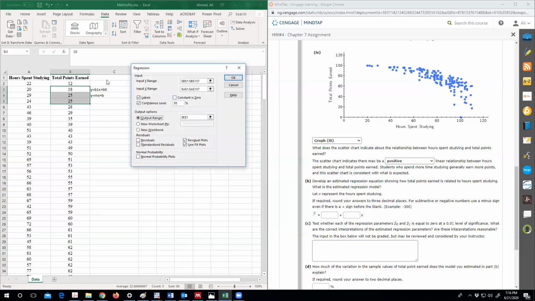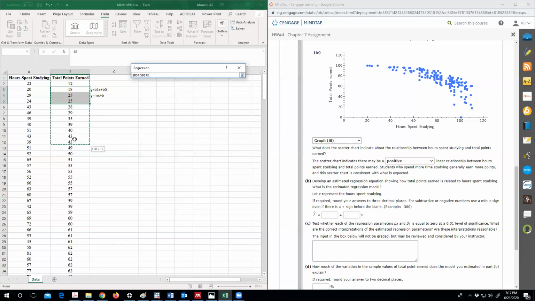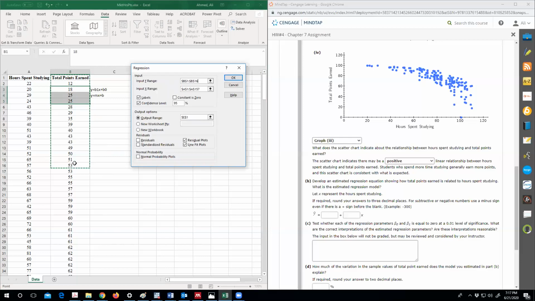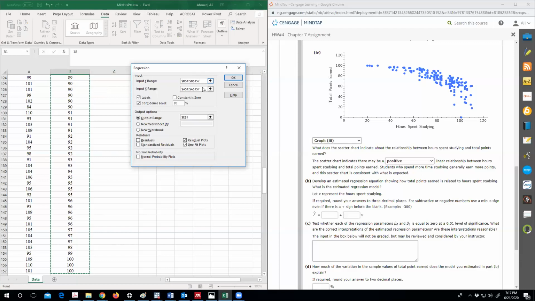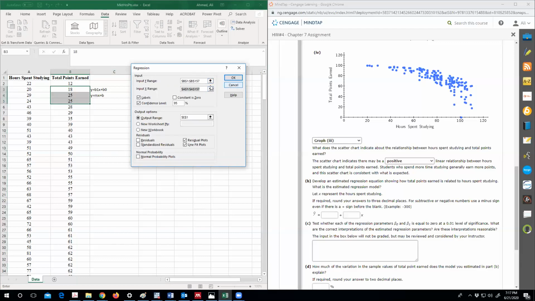I'll press OK. And the first thing they will ask me is to select the data. I actually practiced this question, so I can see it's already filled. The Y range is the dependent variable, the Y variable. In this question, they're telling us that X represents the hours spent studying. So this is the X, and the Y is this one, the total points earned. So points, I just selected this, and then this is the hours spent. And then I'll check mark these labels.